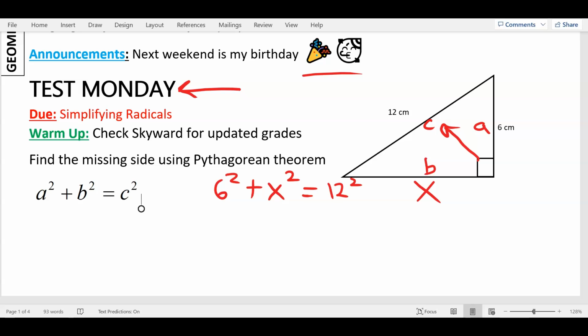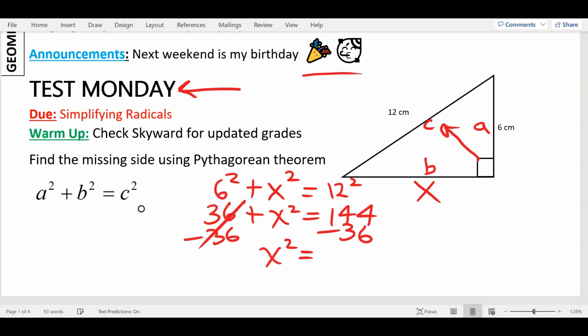And again, I see in other classes people not using their yellow calculators. Please just use your yellow calculators. Okay? 6 squared is 6 times 6, 36. And then 12 squared, 12 times 12 is 144. Okay, you can get those numbers easily in your calculator. Now, what do I do now to get X by itself? Okay, that 36 is next to X. It's got to go away. So when I'm missing a leg, I'm going to have to do this step where I subtract. So subtract 36, subtract 36. X squared equals, and then 144 minus 36 is 108.